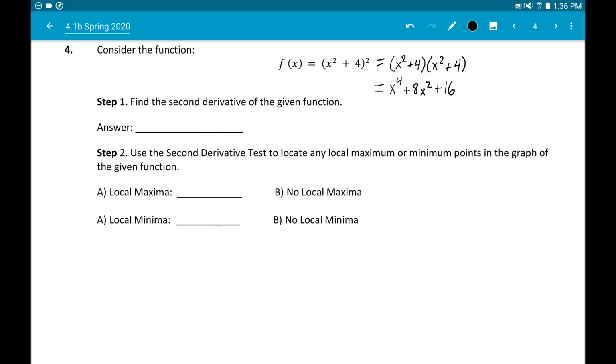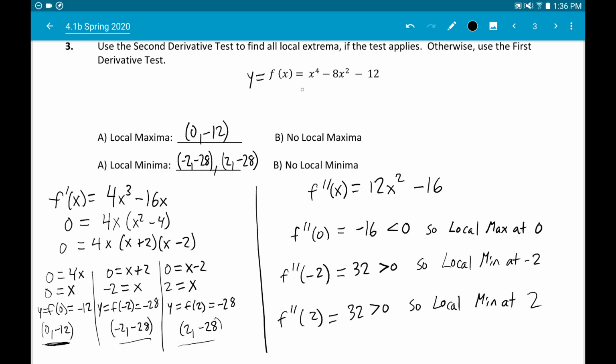So even though it's not written as a polynomial to begin with, all you've got to do is multiply it out, or you might have called it FOIL in high school. Just multiply it out, and now it looks basically like number 3 looked. This is x to the 4th type of function. That's what we had here in number 3. So it should be kind of similar.